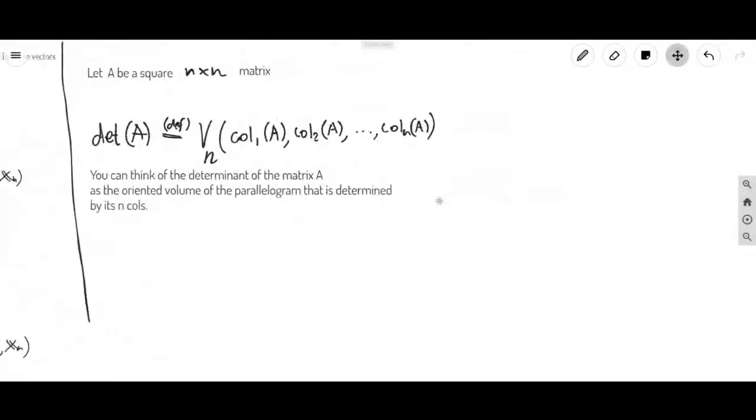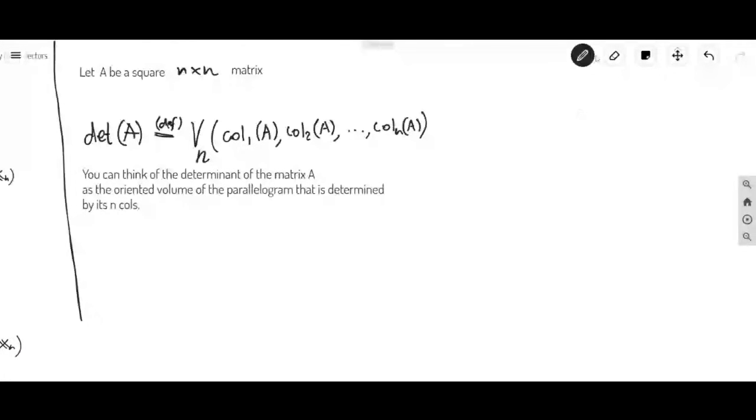So let's do some examples of where we do this. By the way, I wrote it in columns. It actually works with rows as well, but we'll get to that. When we talk about the properties of the determinant, you'll see you get the same answer if you use the columns or the rows as well. But let's just keep it as the columns for now.